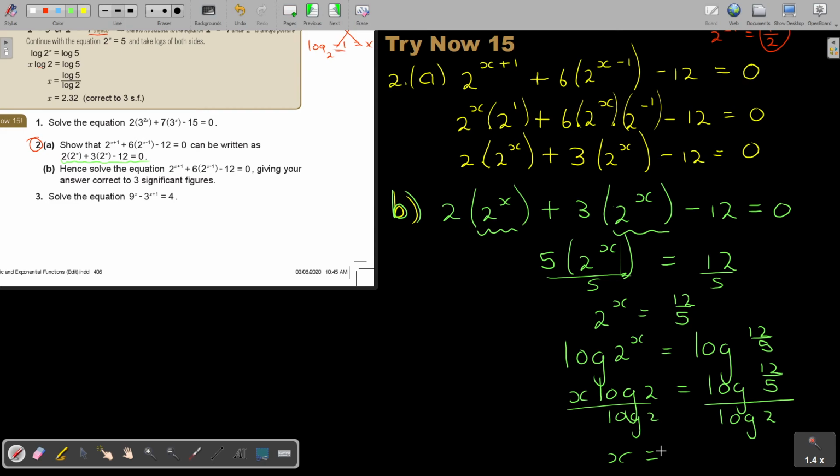And now press on your calculator. Press log and make a bracket. If you see something becomes a bit complicated, so log bracket, 12 divide 5, close the bracket. I would say equal, doesn't matter. Divide by log 2. And correct to 3 significant figures, it's 1,26. And that is correct to 3 significant figures. Okay, and that was your answer, 1,26.